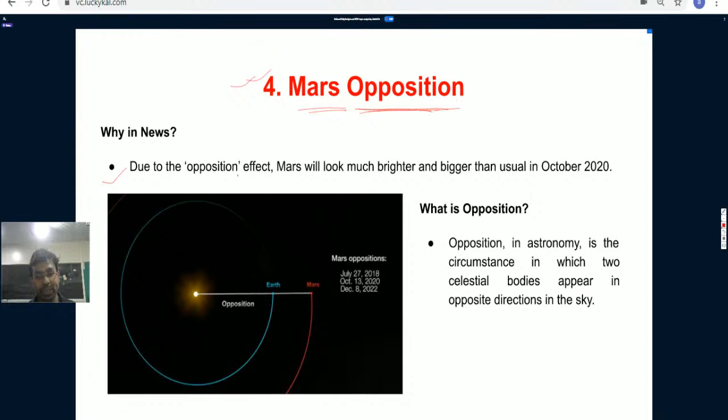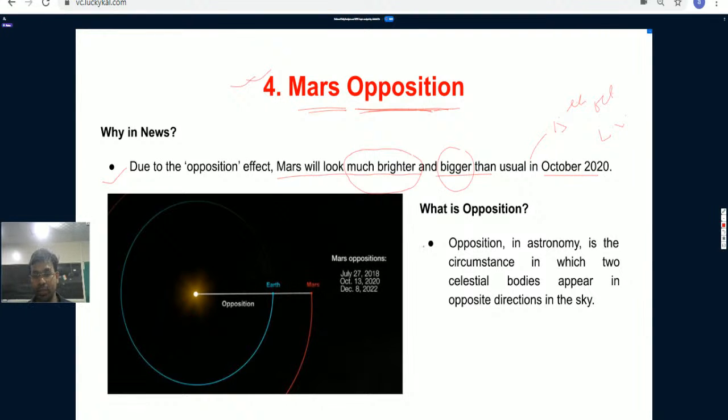Due to the opposition effect, Mars looked much brighter and bigger than usual in October. Recently there was news that because of opposition, Mars will look much brighter and bigger in size than usual in October. It has already happened on 13th of October this year, 2020. So we will now understand what we mean by Mars opposition.